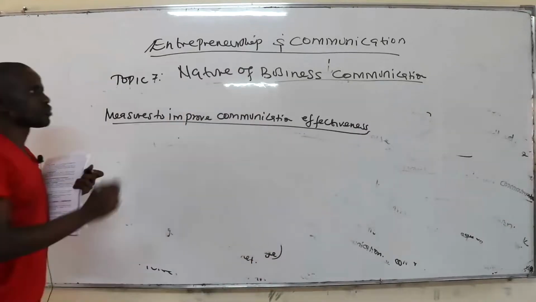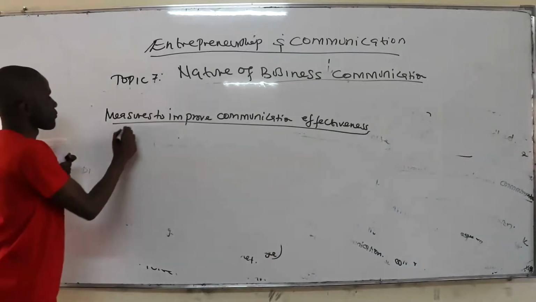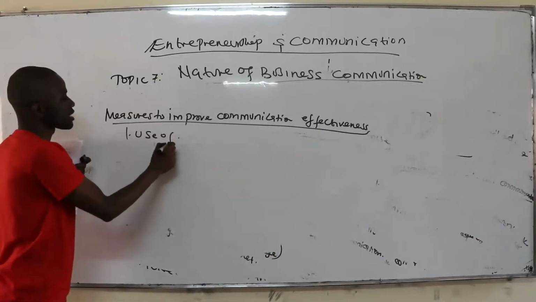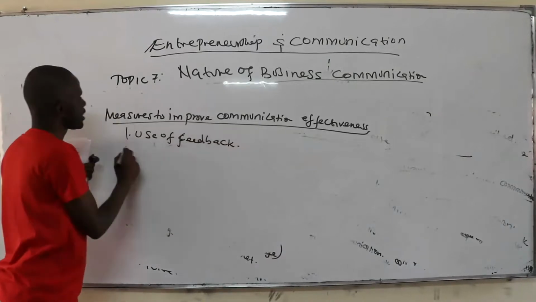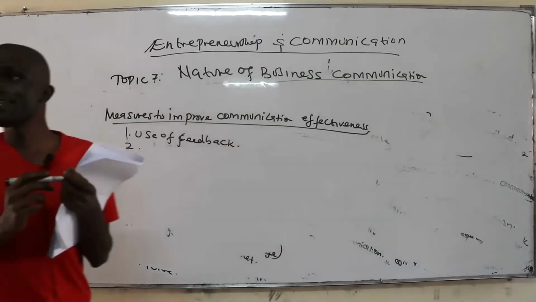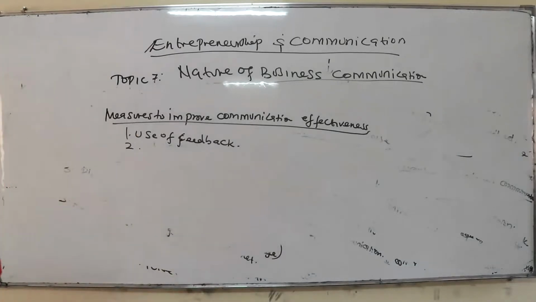Measures to improve communication effectiveness. Number one is use of feedback. Is feedback necessary? Feedback is very necessary because it enables the sender to know whether the receiver understood the message.